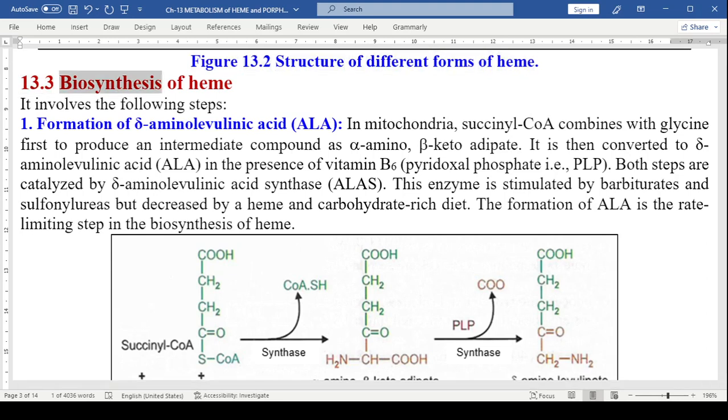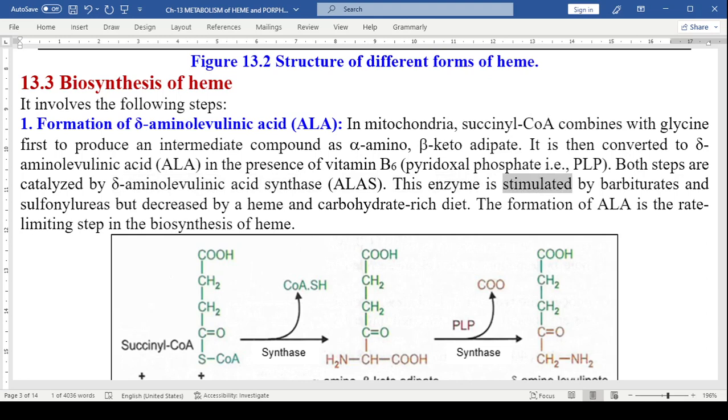13.3 Biosynthesis of heme. It involves the following steps. 1. Formation of delta-aminolevulinic acid, ALA, in mitochondria. Succinyl-CoA combines with glycine first to produce an intermediate compound, amino-ketoadipate. It is then converted to delta-aminolevulinic acid, ALA, in the presence of vitamin B6, pyridoxal phosphate, i.e., PLP. Both steps are catalyzed by delta-aminolevulinic acid synthase, ALAS.